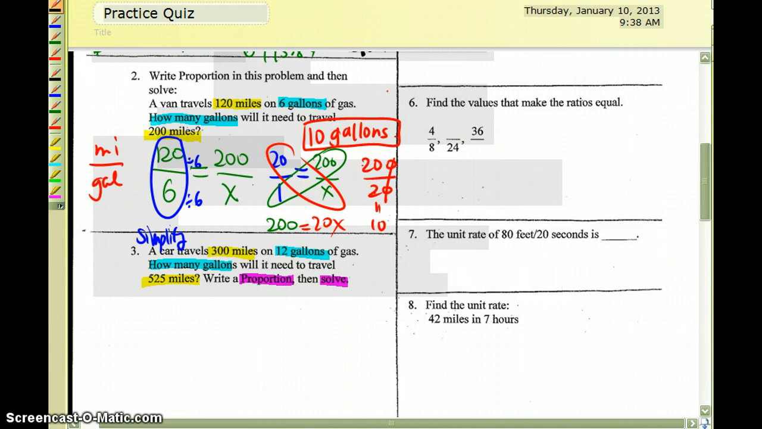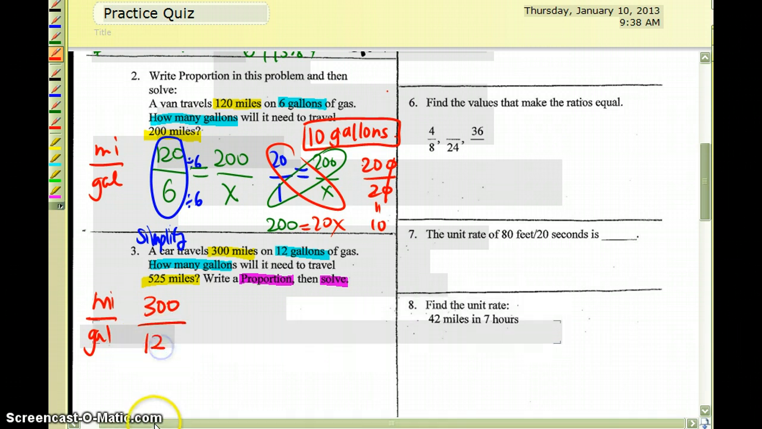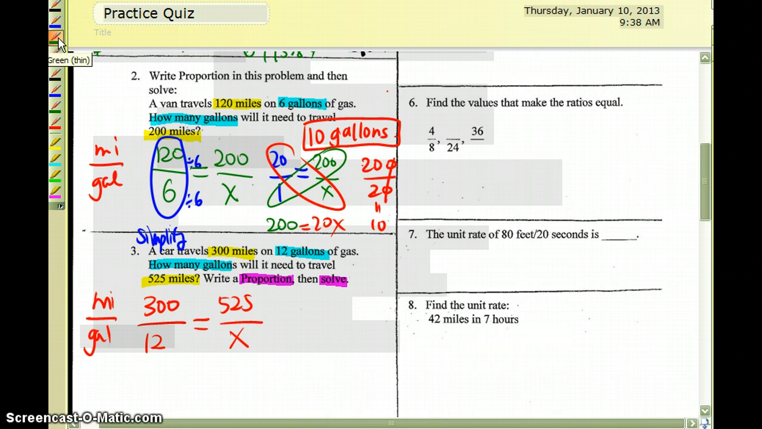So this question actually takes 2 steps here. I've got miles, and I'm going to choose to do gallons at the bottom. I can choose to do it the opposite way as well. I'm going to write 300 traveling, taking me 12 gallons of gas. That's going to equal 525 miles that I'm going to travel, and I want to find out X number of gallons of gas for that. From here, I'm going to cross multiply.